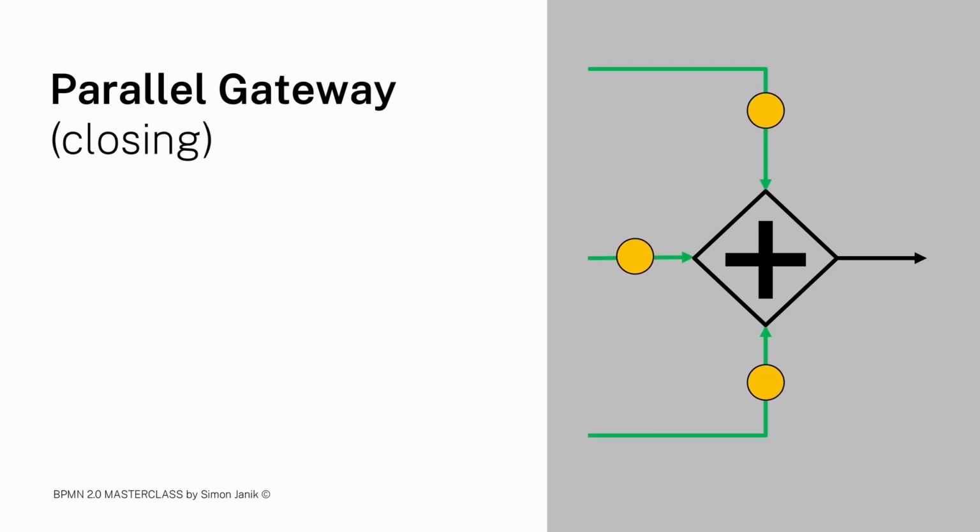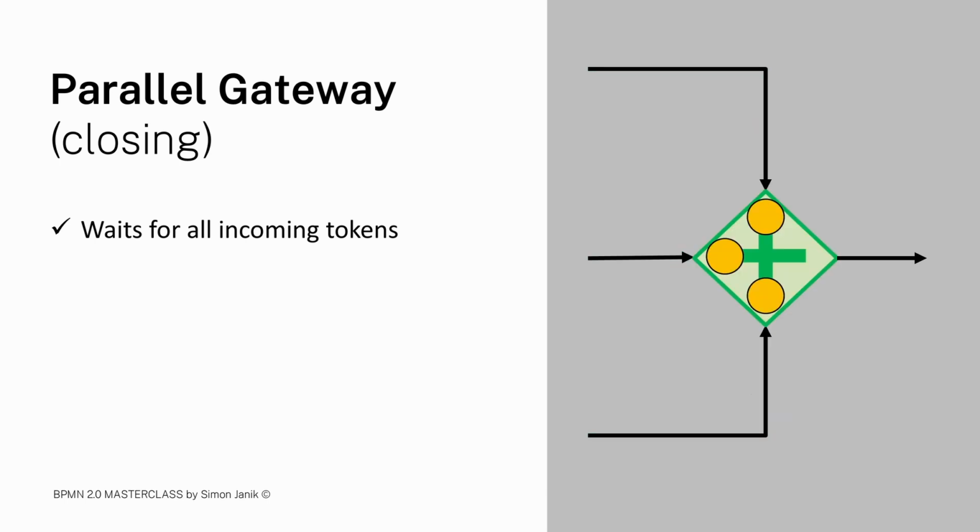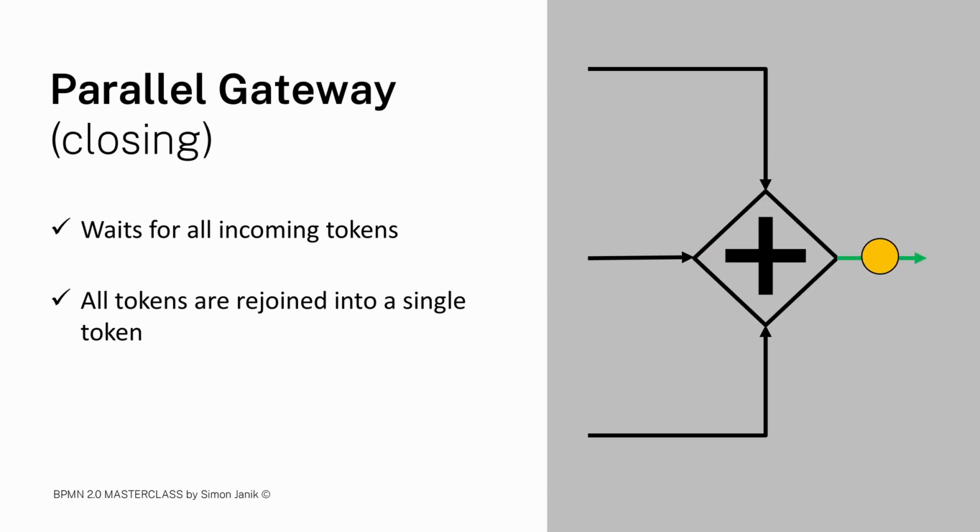And that's where the closing parallel gateway comes into play. The closing parallel gateway waits for all incoming tokens before allowing the process to continue. So if there are 3 incoming paths, the gateway will not proceed until all 3 tokens have arrived. Only when all parallel branches are completed does the process move forward with a single token.